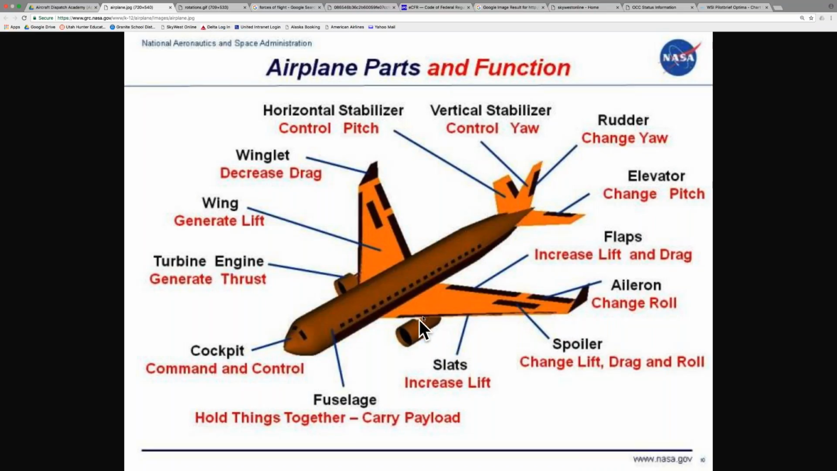So now we know what the flaps and the slats do. The spoilers just create even more drag. So, you know, there's times where you really got to slow down fast. These spoilers just disrupt the wind coming over the wing.